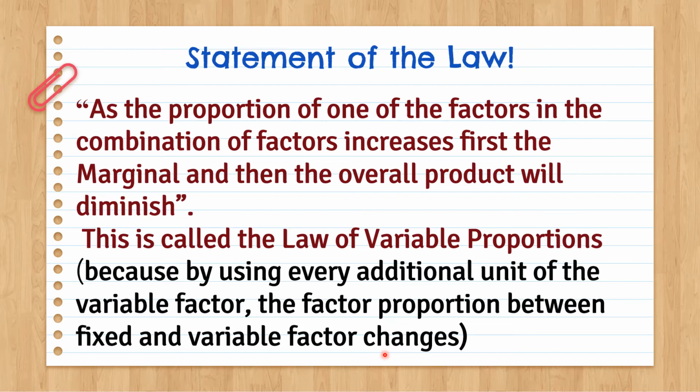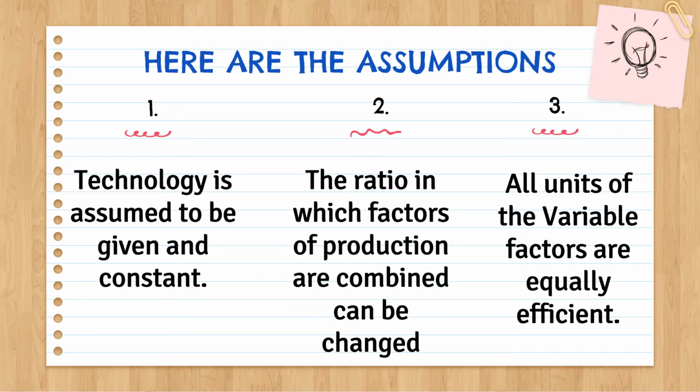We will see again with the help of the table how the marginal product first diminishes and then the total product or average product will diminish. Here are the assumptions to the law of variable proportions. First assumption, technology is assumed to be given and constant. The second assumption, the ratio in which the factors of production are combined can be changed.